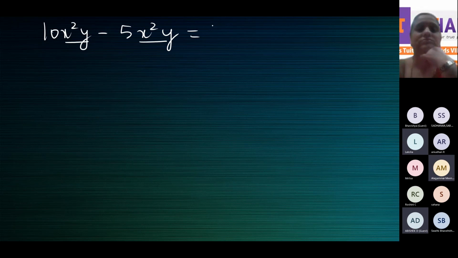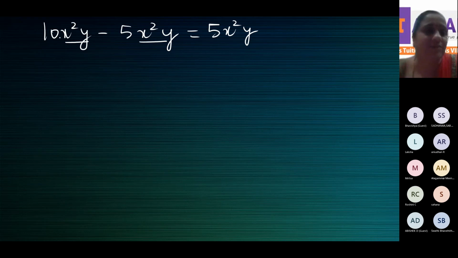So in algebra, you can add or subtract only like terms. So now if you have 10x square y minus 5x square y, they're like terms. So what is 10x square y minus 5x square y? 5x square y. The algebraic factors, x square y, they come as they are.